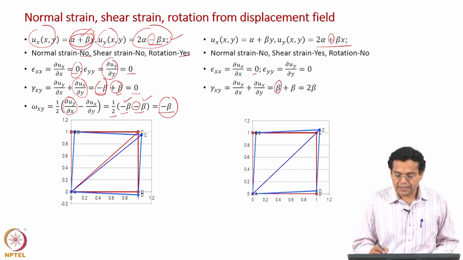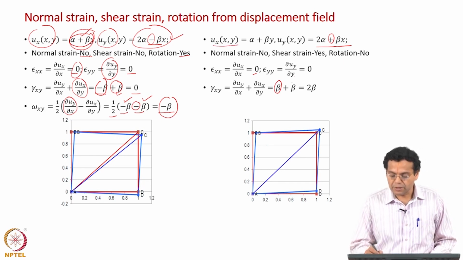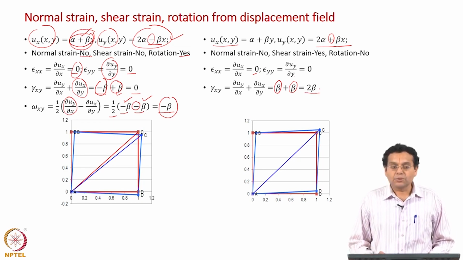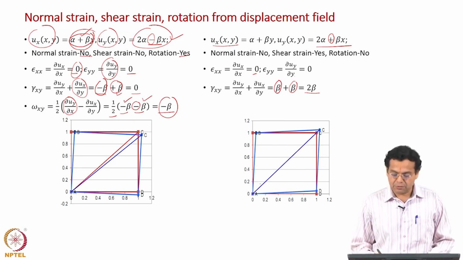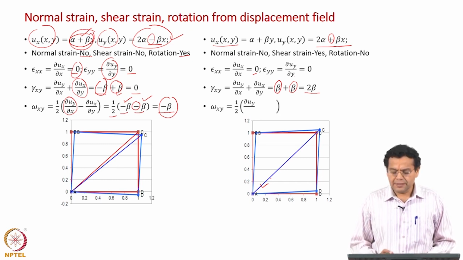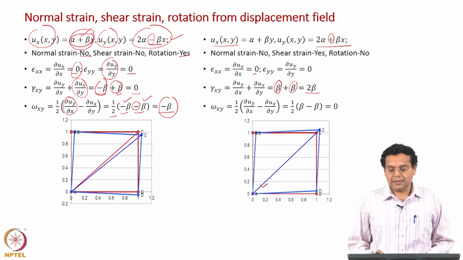What about the second expression? You differentiate ux with respect to y, of course, like earlier, beta. Now, they add up, earlier they cancelled, now they add up, giving us 2 beta, which means there is shear strain. That is what we conclude from the figure as well. Now, what about rotation? Omega xy, half of the earlier two derivatives with a negative sign. So, half of beta minus beta cancels out, giving us no rotation.